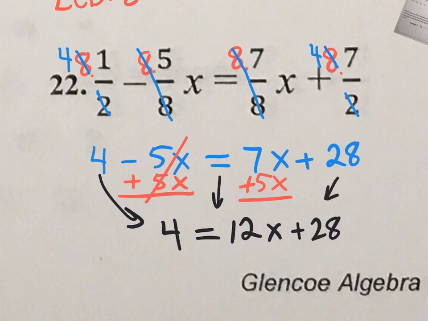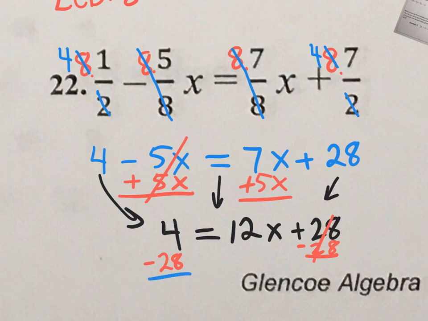So now we want to get x by itself. X is on the right side of this equal sign. I need to get it by itself on this right side. I don't want the 12. I don't want the 28. We get rid of the 28 first. What I do to one side, I do to the other side.